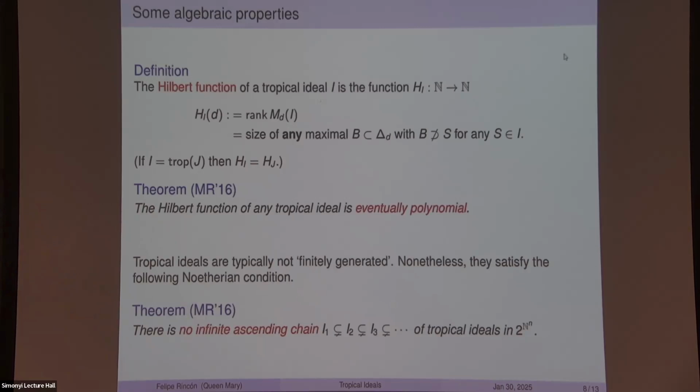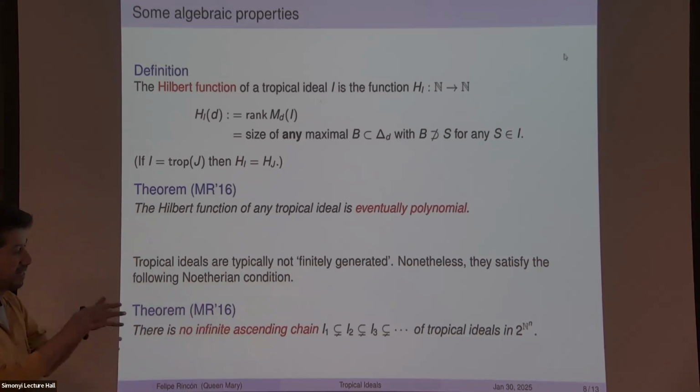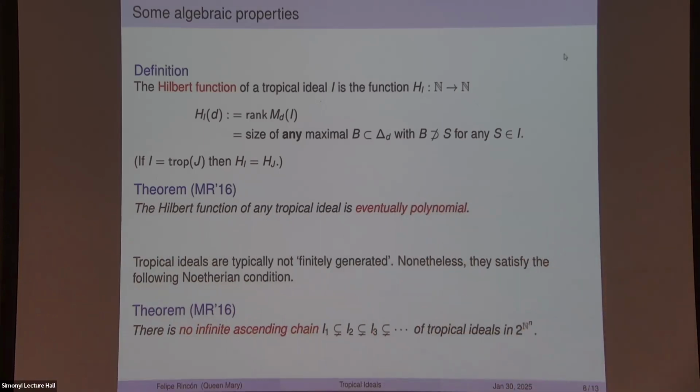And now related to the finite generation thing, tropical ideals, as I said, are typically not finitely generated. Very few, maybe just the monomials, or if you have binomials, are finitely generated. But as soon as you have a trinomial or something, this elimination axiom makes them not be finitely generated. But still, because they have a Hilbert function, you can prove that there are no infinite ascending chains, if you fix the number of variables. So they still satisfy the ascending chain condition.